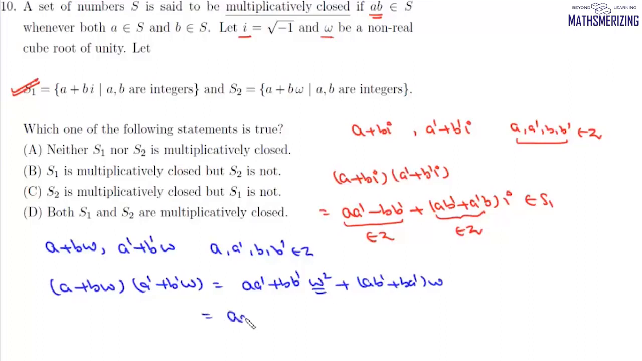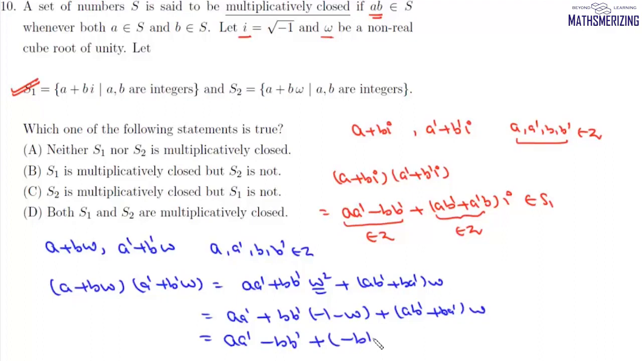So we can write this as a a dash plus b b dash times minus 1 minus omega, and then plus a b dash omega plus a dash b omega. So we can rewrite this as a a dash minus b b dash, plus a b dash plus a dash b minus b b dash, omega. Now this is an integer and this expression is also an integer. So again it is of the form a plus b omega, where these two numbers are integers. That means this number again belongs to S2. So S2 is also multiplicatively closed.